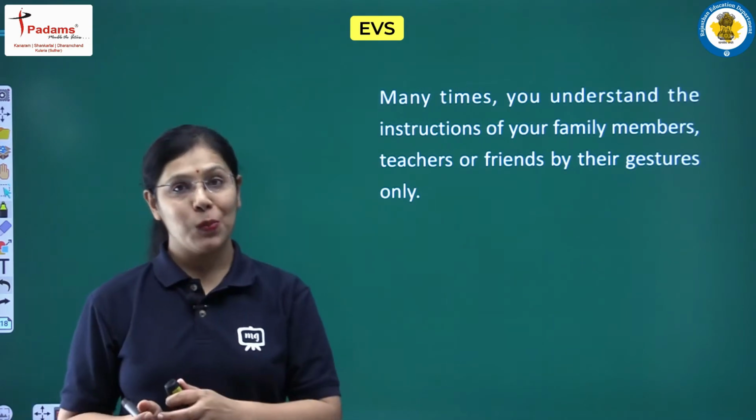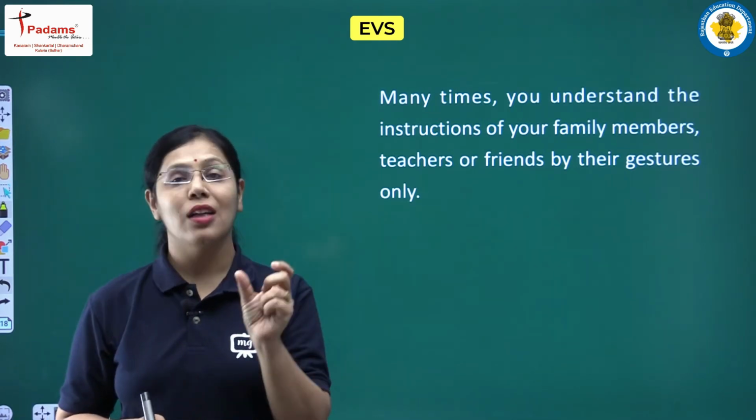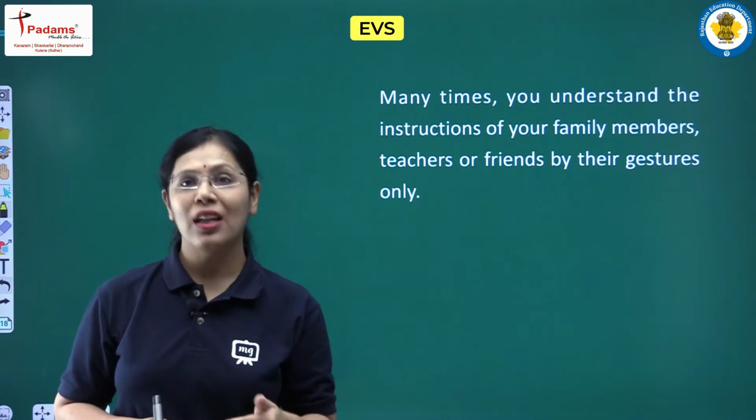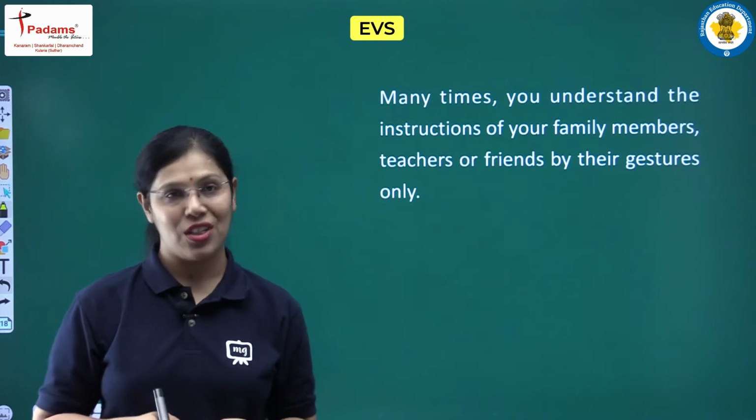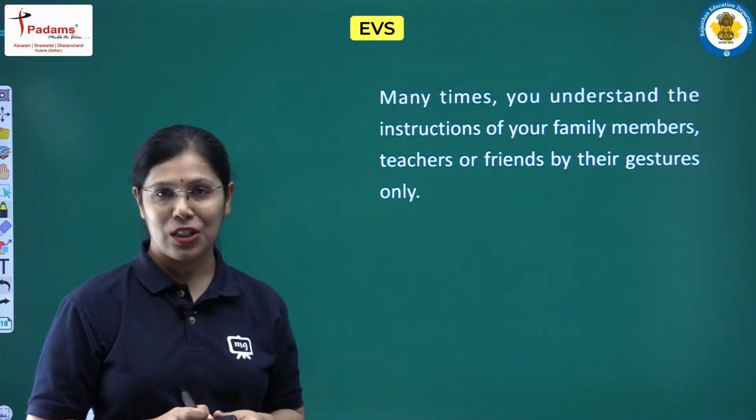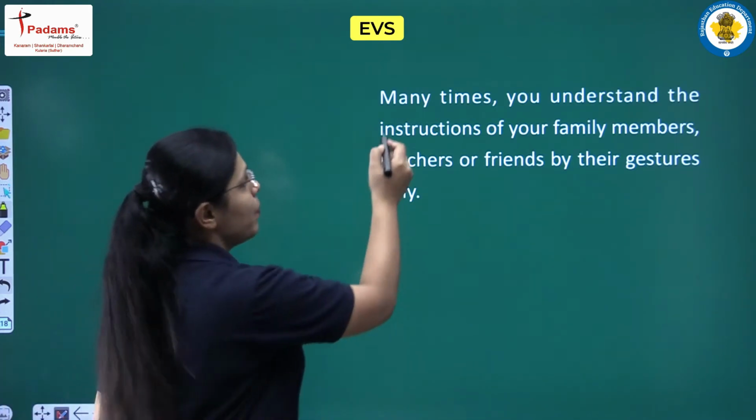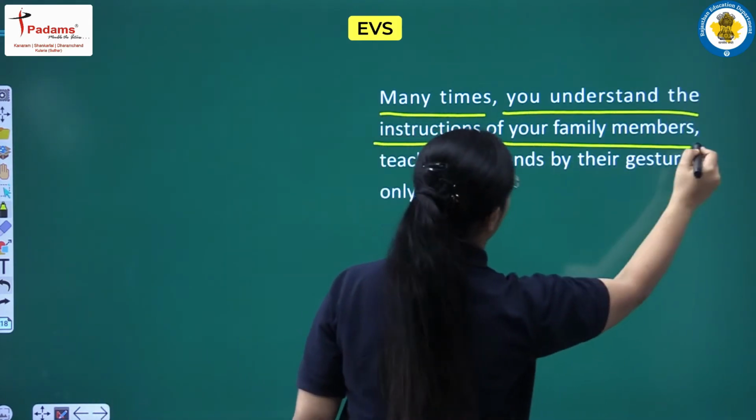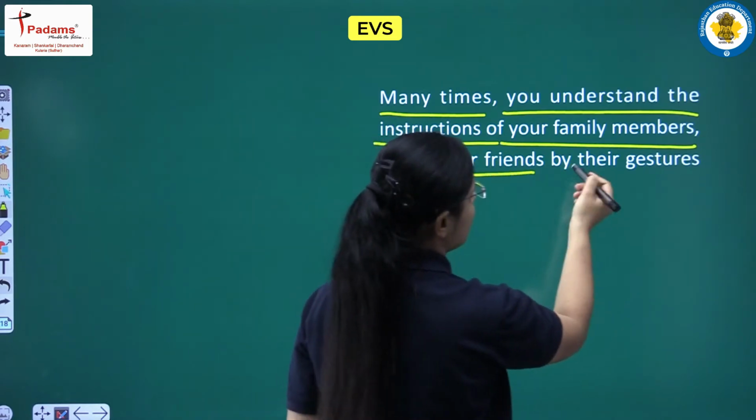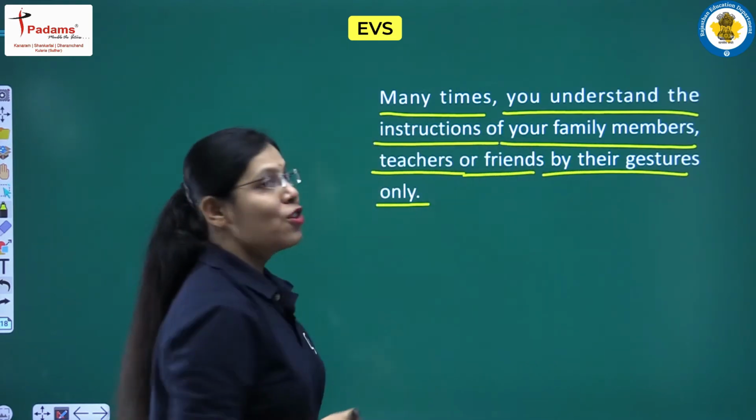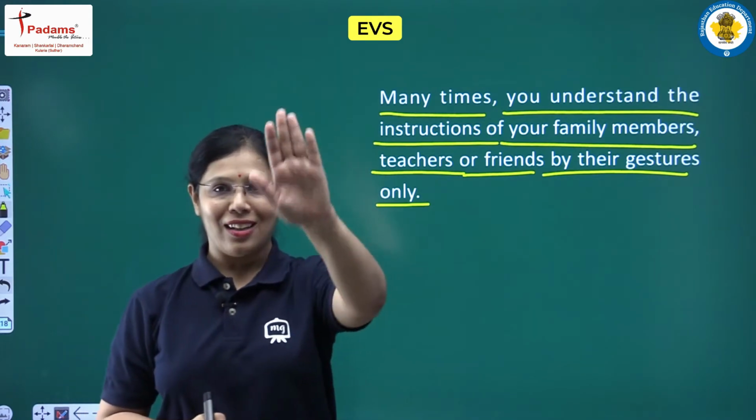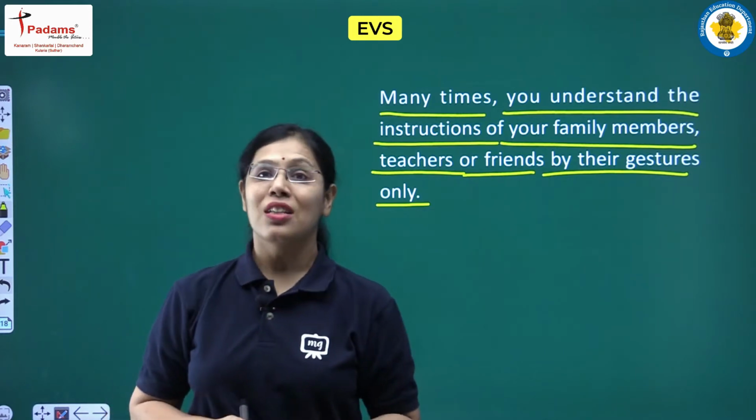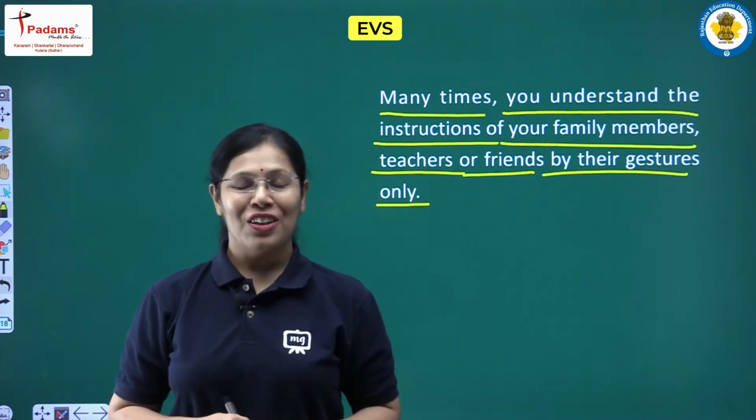So in the previous part we finished at the point that there are people who are not able to speak and hear, and the way they communicate is through gestures. So here we will start today's discussion with that point only. Many times you understand the instructions of your family members or teachers or friends by their gestures only. So many times when your teacher says like this, you understand that he or she is saying to sit down. Sometimes he or she may call you like this.